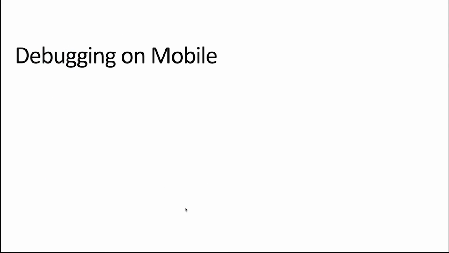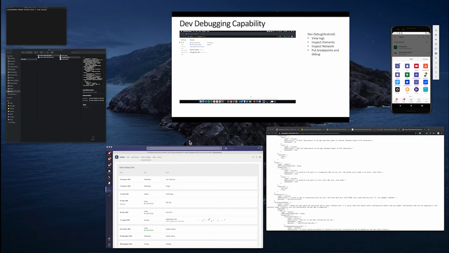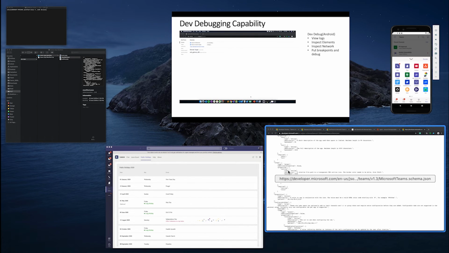Coming to debugging on mobile. We talked about dev preview, how you can enable the dev preview, how you can sideload an application, and then how your app will start listing there. Now the question is, how do you debug in dev preview? So let's take a quick stock of things that we have here.